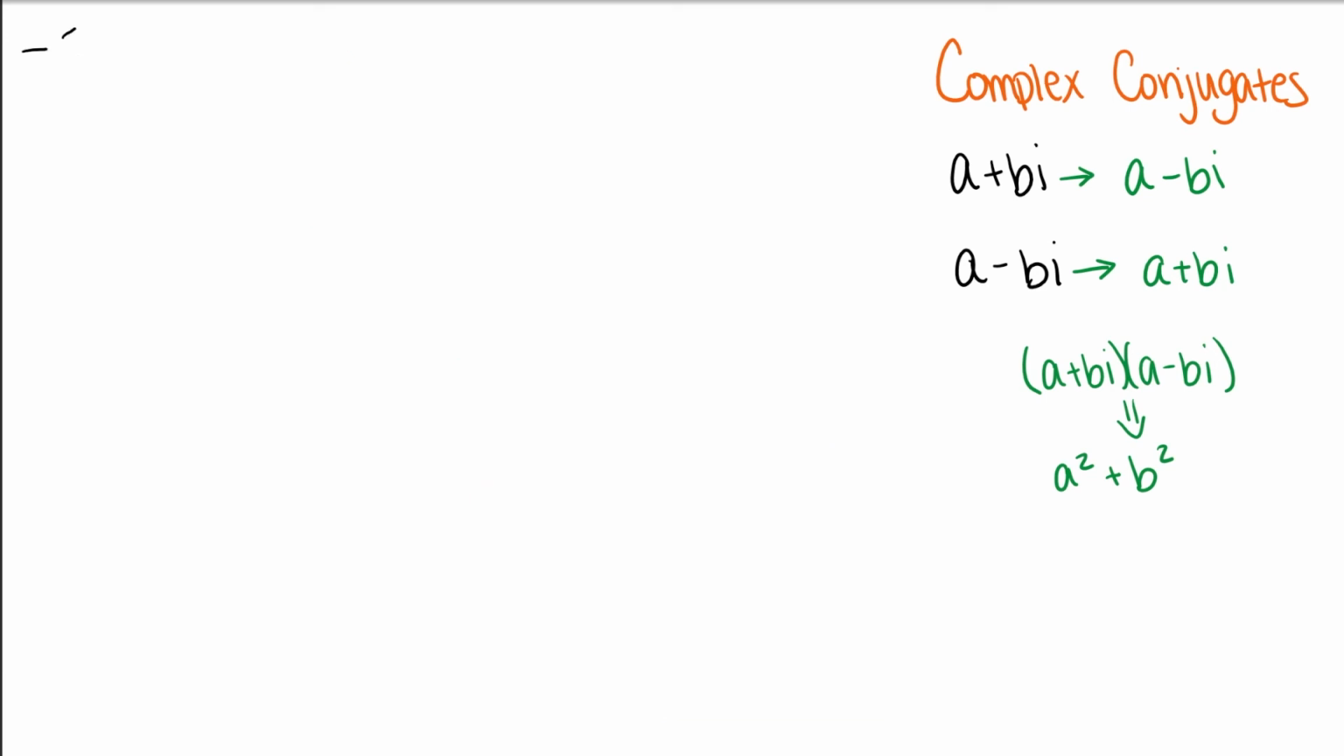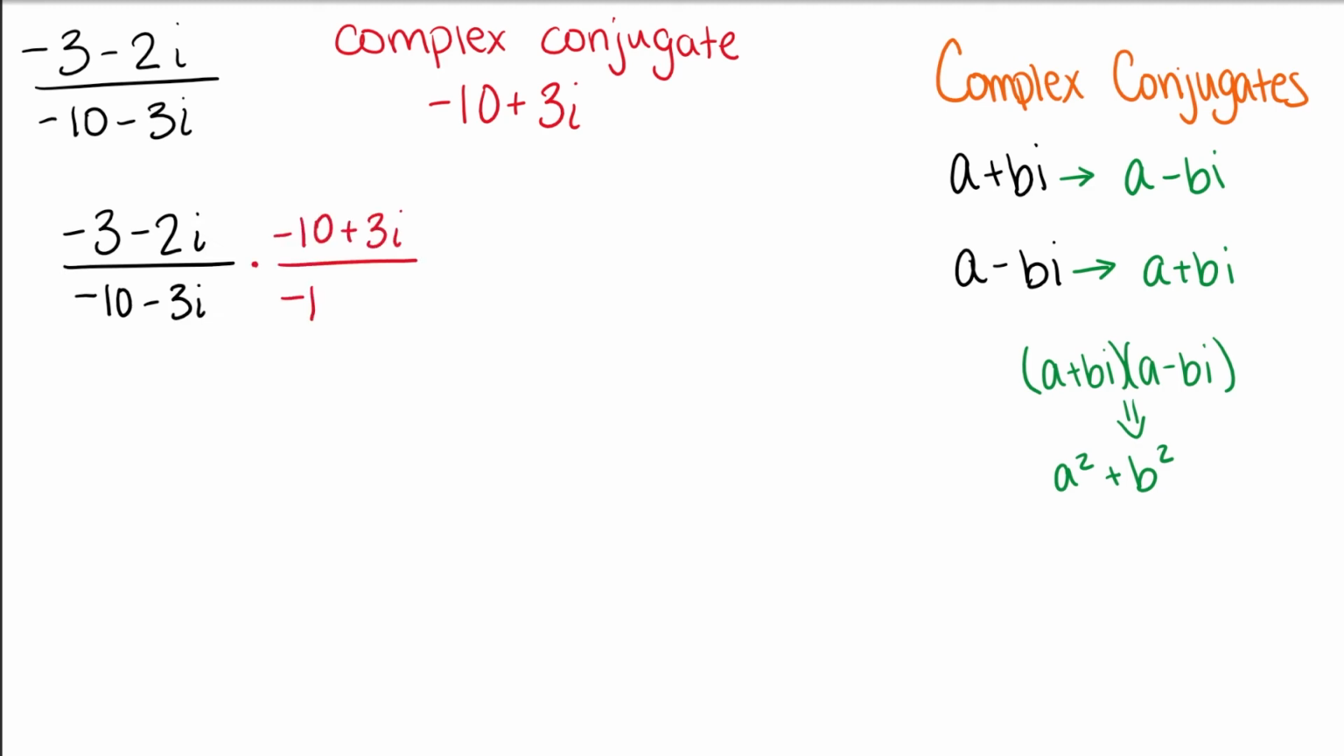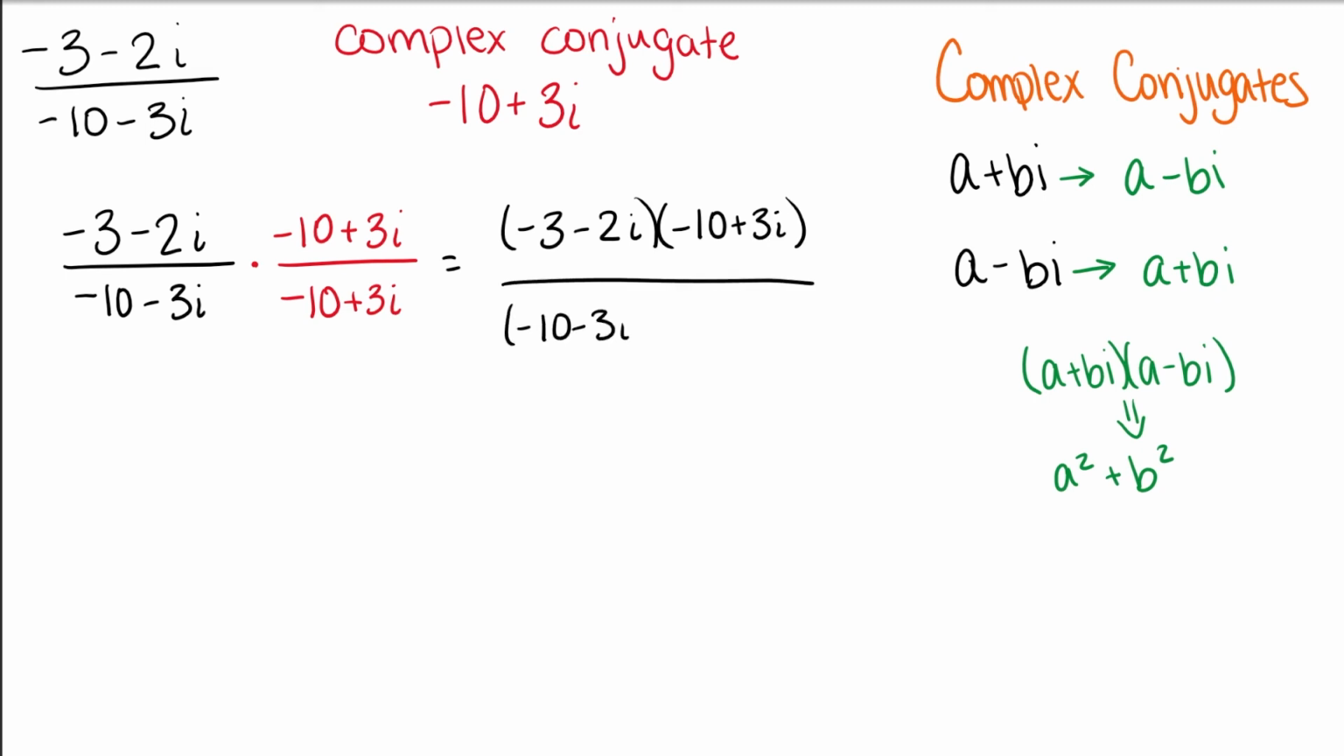Next we have negative 3 minus 2i over negative 10 minus 3i. Our complex conjugate is negative 10 plus 3i. So we'll multiply that to our numerator and our denominator. So our expression becomes negative 3 minus 2i times negative 10 plus 3i over negative 10 minus 3i times negative 10 plus 3i. We'll FOIL our numerator and our denominator.